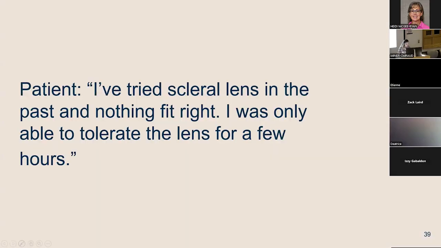Okay, so with all this in mind, what about the patient who says, I've tried scleral lenses in the past and nothing fit right? I was only able to tolerate the lens for a few hours. I've gone through all these customizations that I can make. And if the patients are still not happy with the lens or they're not able to wear it as long as they want, where do we go? Do we just tell them these are not an option? Unfortunately, this is it. Good luck. Absolutely not. So we're always making innovations and changes within the medical lens universe.